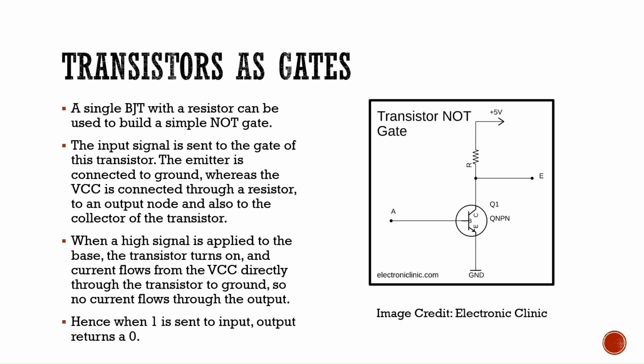When a high signal is applied to the base, the transistor turns on and current flows from the VCC directly through the transistor to ground, so no current flows through the output. Hence, when 1 is sent to input, output returns a 0.